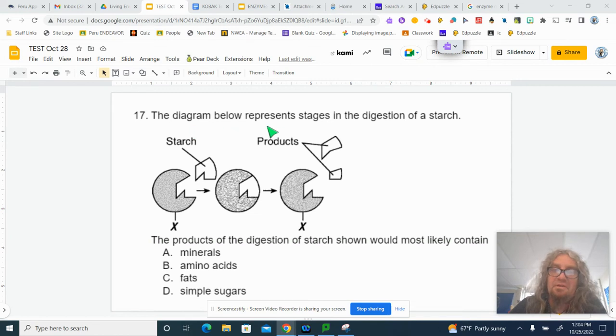The diagram below represents stages in the digestion of starch. The products of the digestion of starch shown would most likely contain A, minerals, B, amino acids, C, fats, D, simple sugars.